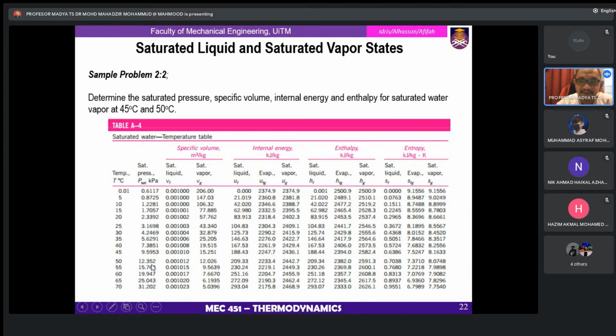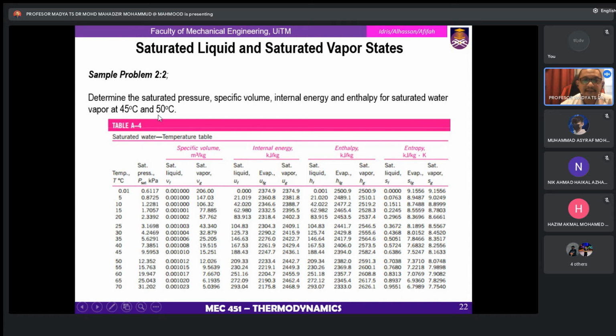This is only an exercise on how you could use the properties table. This is not a test or exam question. This is only an exercise on how you use the properties table. Okay, how about specific volume?